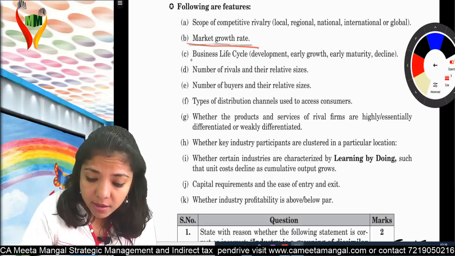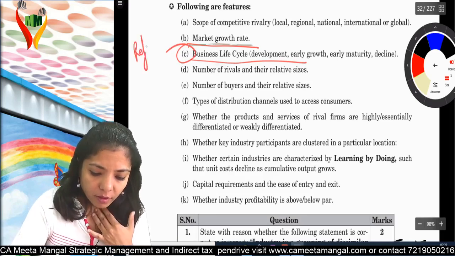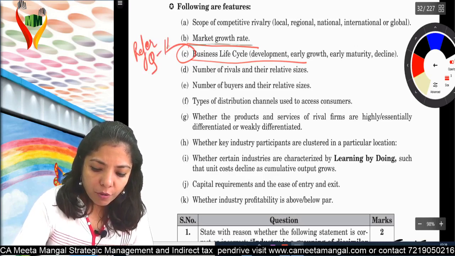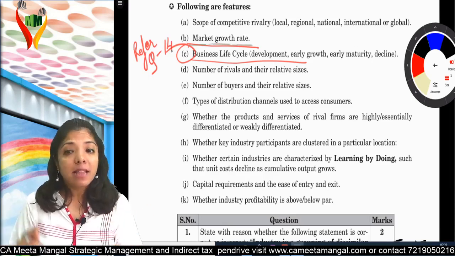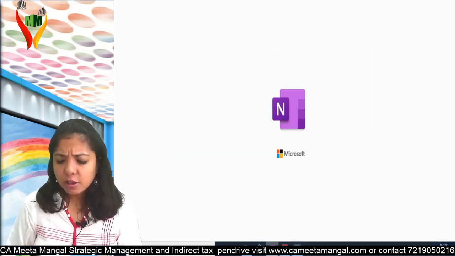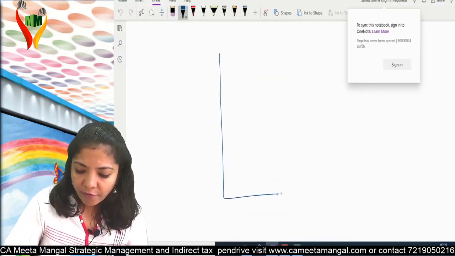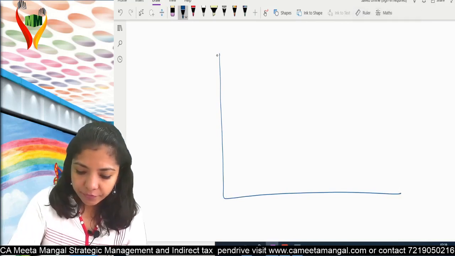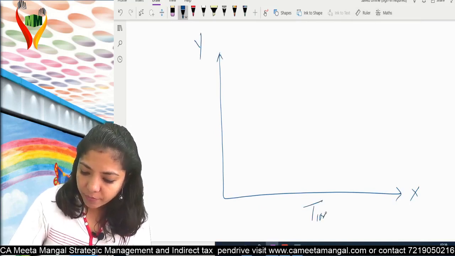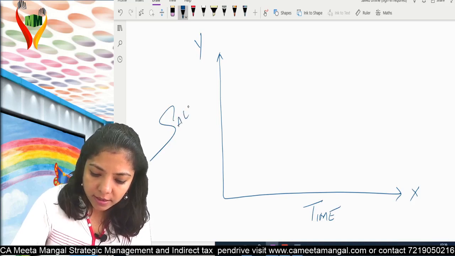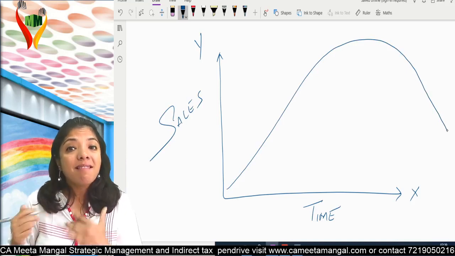Third point, business life cycle. Refer to question number 14. I will be doing this with question number 14 in the same chapter. Business life cycle or product life cycle. Just for your little understanding, if I say product life cycle, take two axes, x axis and y axis, over your time and over your sales. This is the life cycle of your product.